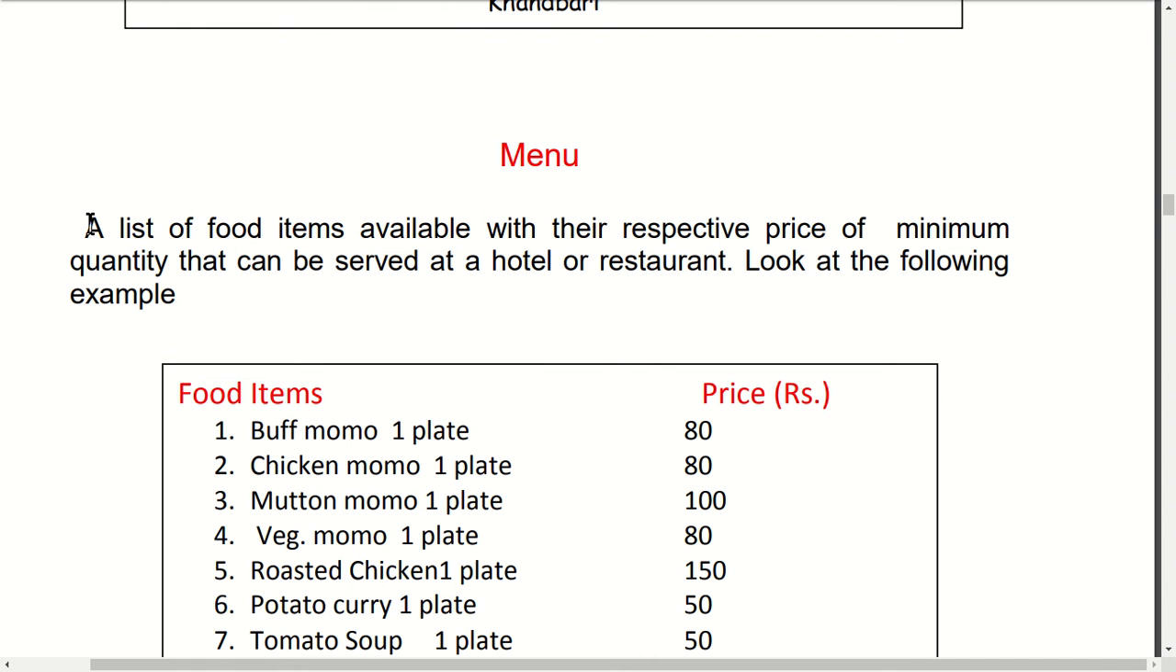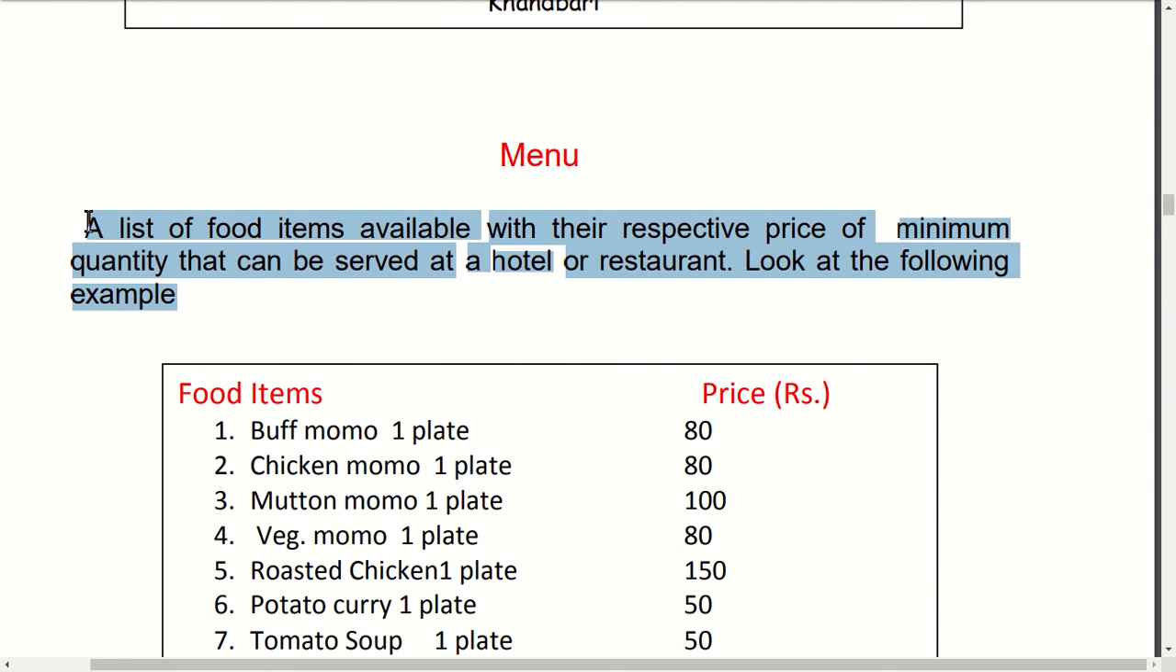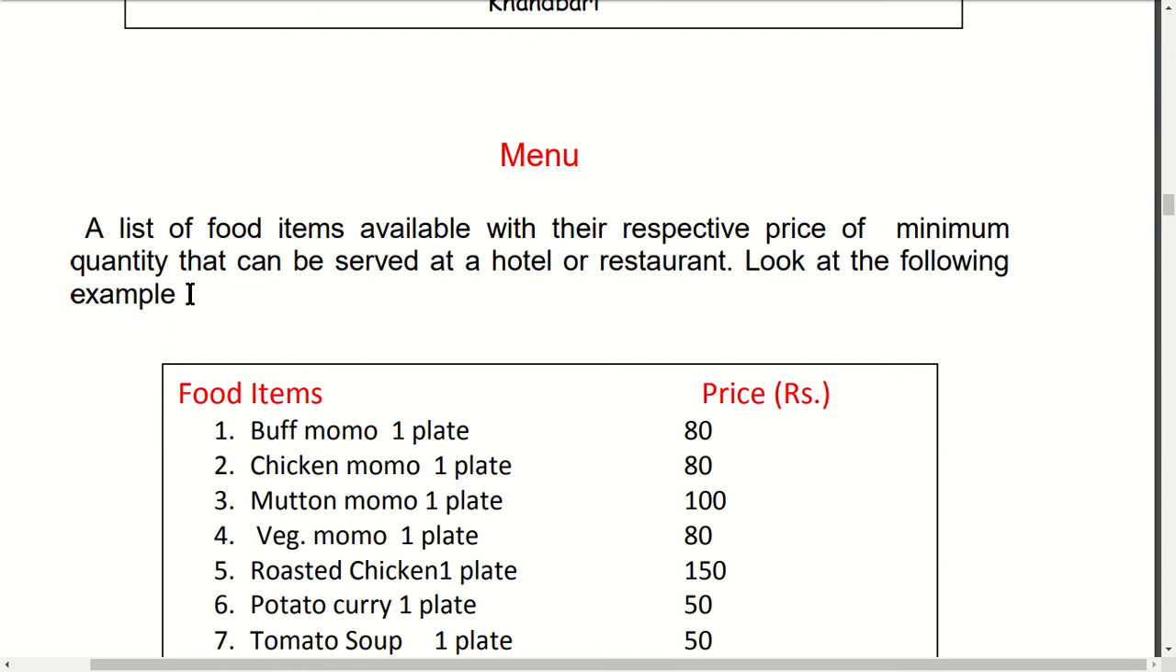Menu means a list of food items. Okay, menu, list of food. I would like to give you an introduction, but this is not necessary here. This is not necessary. You have to write this one only in the box here.